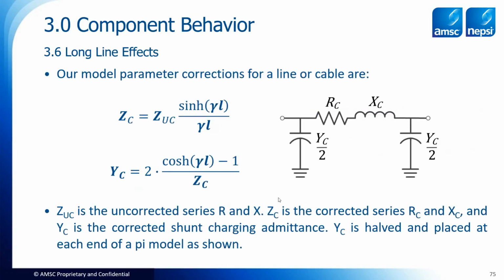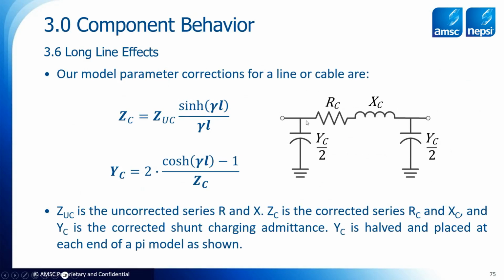But it comes down to these equations: the corrected value of impedance is the uncorrected value times the hyperbolic sine of this value called gamma L. So length is important to understand, in terms of the value that's gamma times some length L. And this is the corrected value of Z sub C, which is this portion, RC and XC, and then Y sub C, which is the admittance part, the shunt capacitance or the charging capacitance component, is this equation: 2 times the hyperbolic cosine of gamma L minus 1 over ZC.